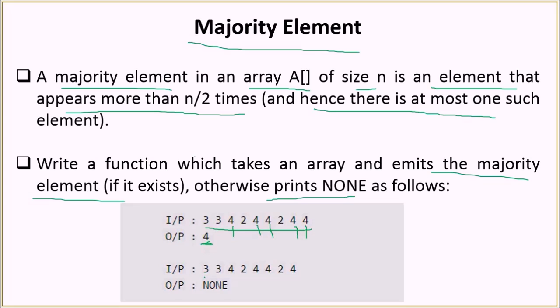Now let's look at another example. In this example we have a total of 8 elements, but 3 is appearing 2 times, 4 is appearing 4 times, and 2 is appearing 2 times again. So none of the elements is appearing more than n by 2 times. So that is why we have the output as none.